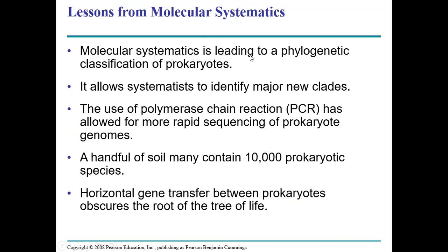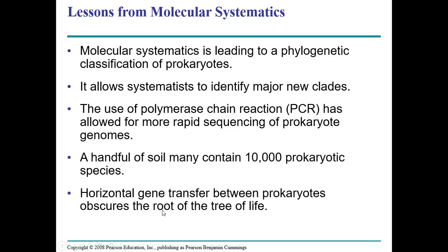Molecular systematics is leading to a phylogenetic classification of prokaryotes, so we can look into their evolutionary relationships. It allows systematists to identify major clades. The use of polymerase chain reaction, PCR, has allowed for more rapid sequencing of prokaryotic genomes. All these are simple theory points. A handful of soil may contain 10,000 prokaryotic species. That is the number of species only, so millions of bacteria will be present there.